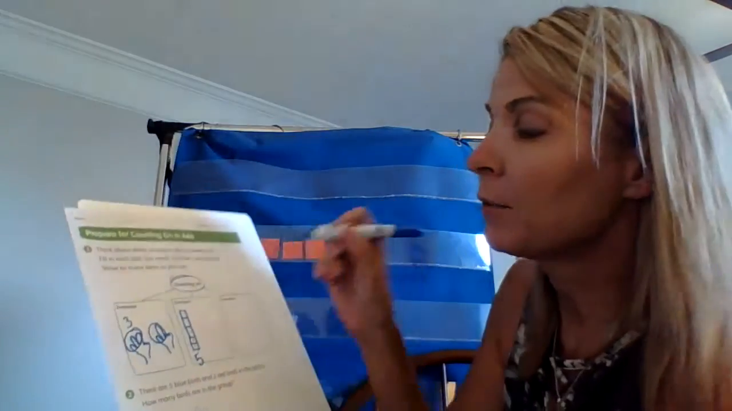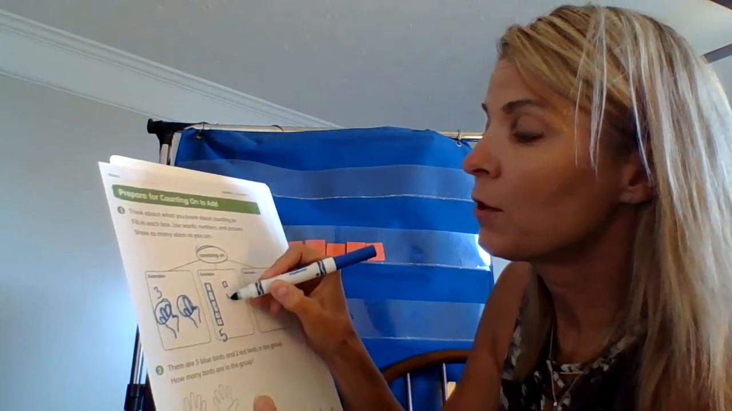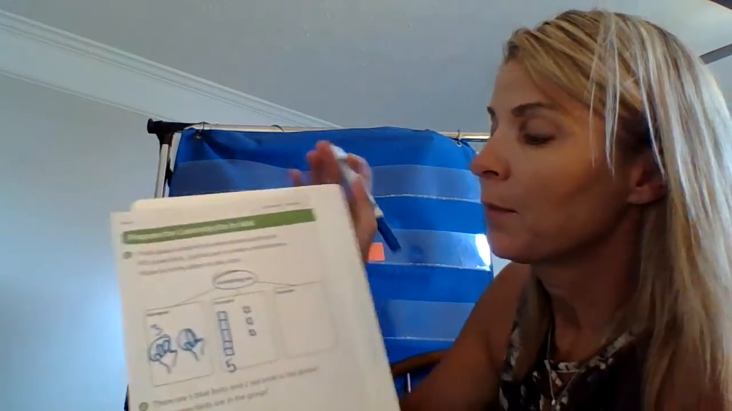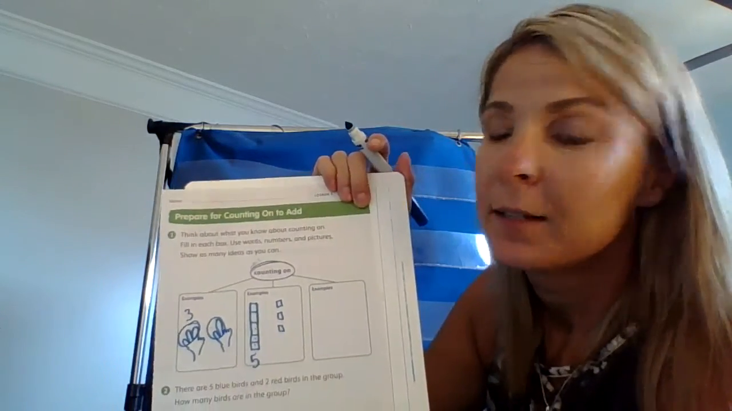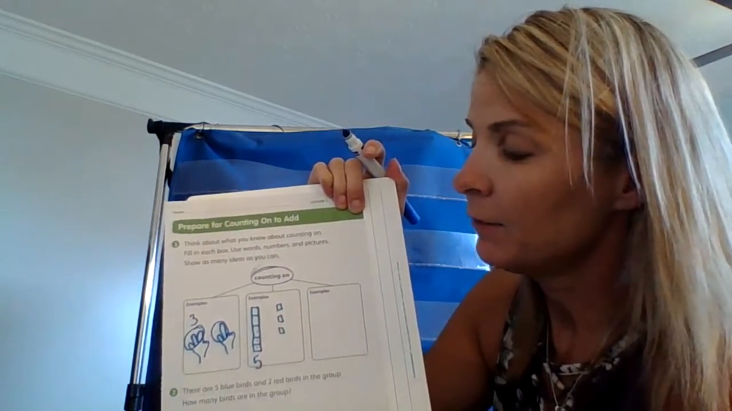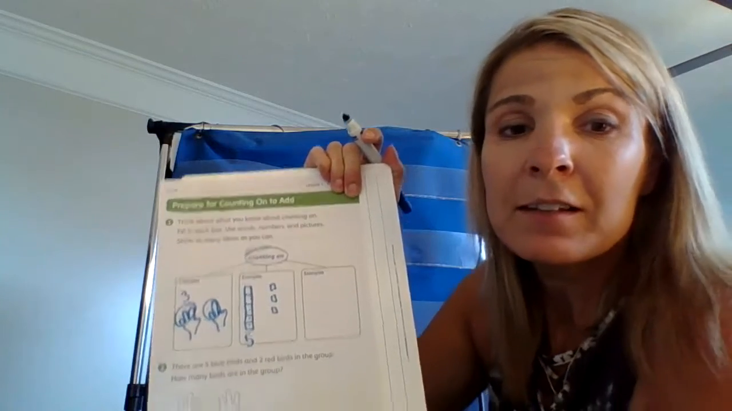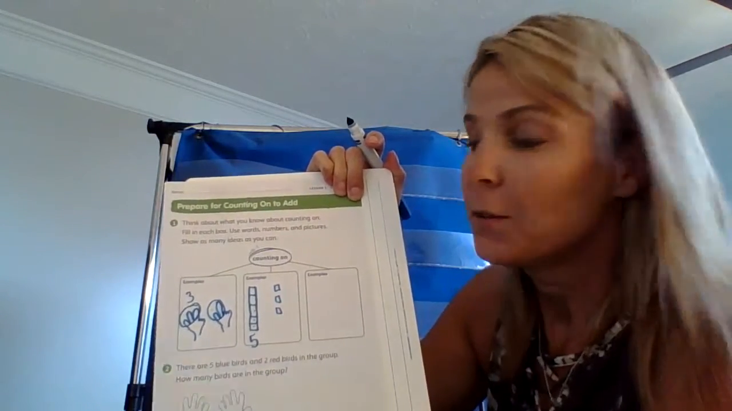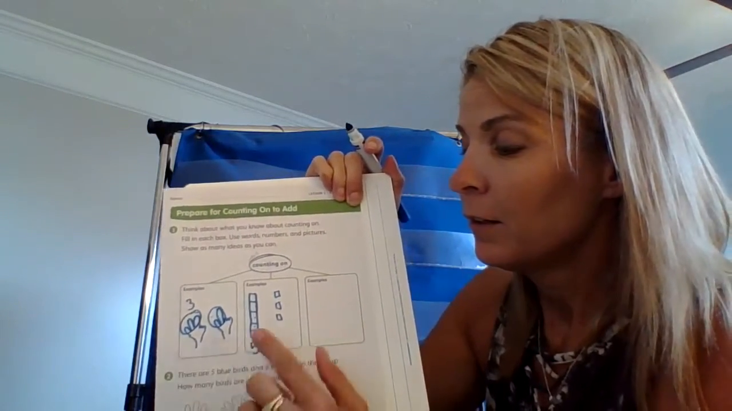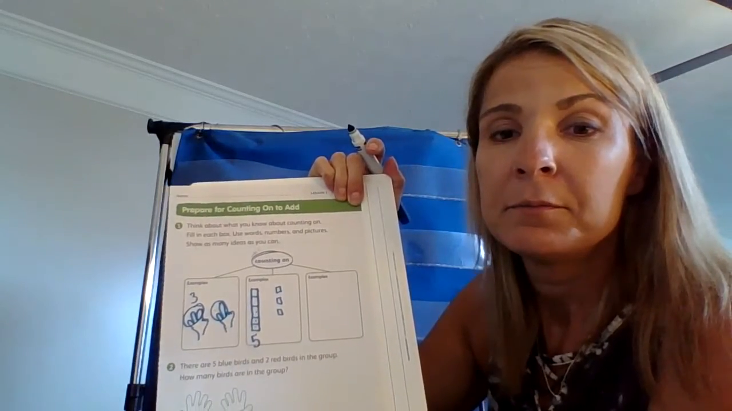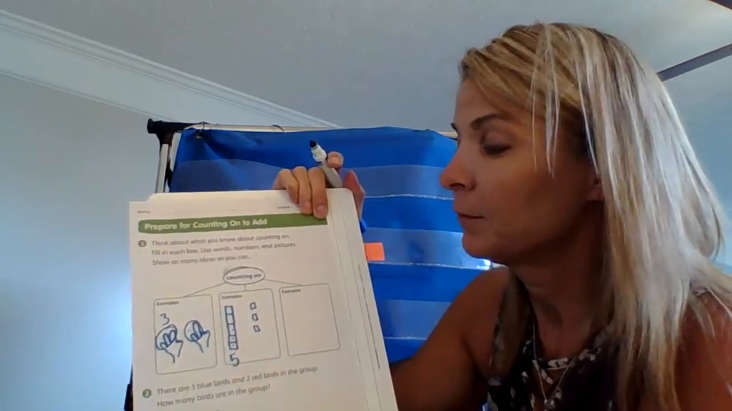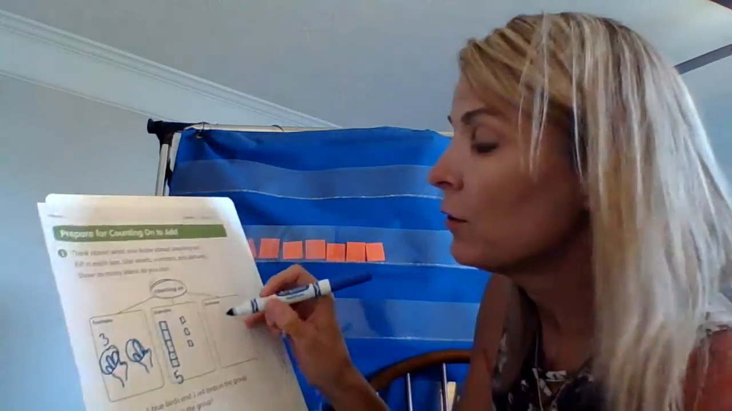And I'm going to add 3 more. So I'm going to draw 3 blocks over here. 5, 6, 7, 8. So I've counted on. That's another way to count on. So I have fingers you can count on, blocks. You can do numbers. Said you could do numbers.